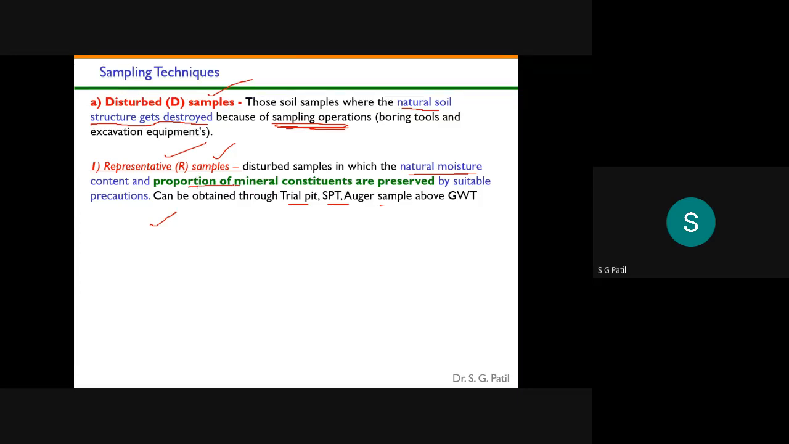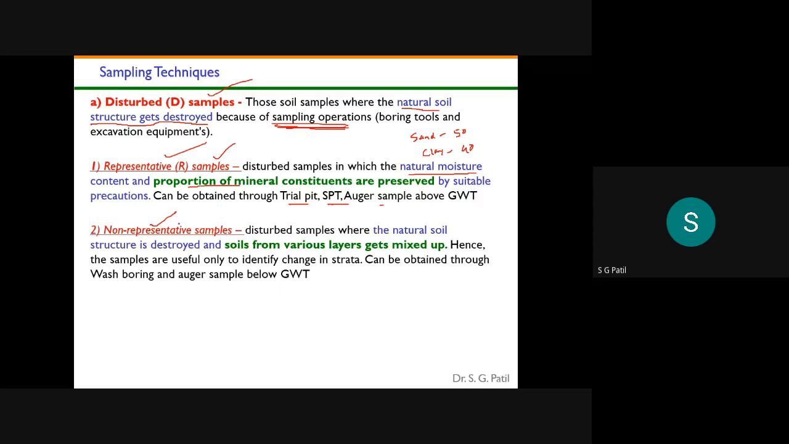Like if you have maybe sand, some 50%, and some clay, maybe around 40%, whatever this proportion is, if you are able to preserve that, then those are called representative samples. On the other hand, there are also non-representative samples, which are also disturbed samples.